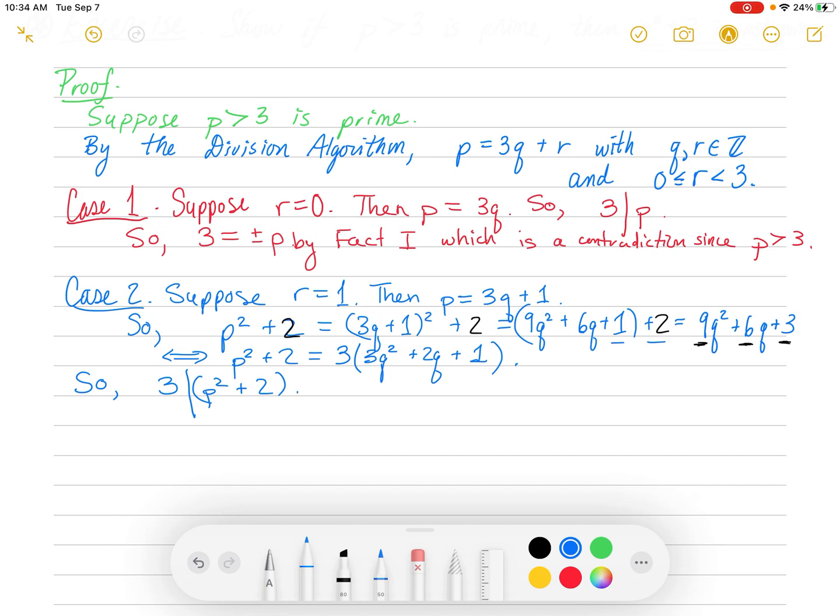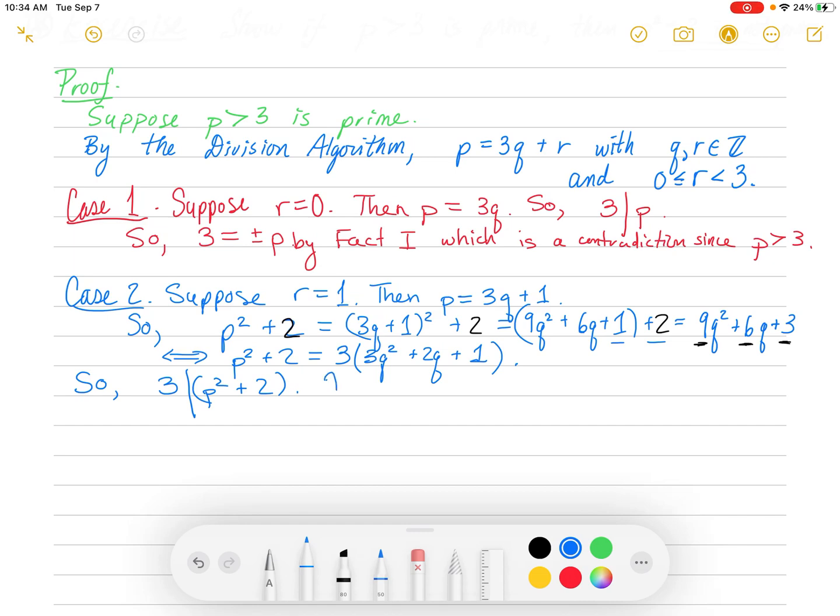Now, if 3 divides p squared plus 2, is it possible for p squared plus 2 to be prime? No. Remember, the only divisors of a prime are 1 and itself. And 3 is not p squared plus 2, right? It's much smaller than p squared plus 2, because p squared plus 2 is bigger than 3 for sure.